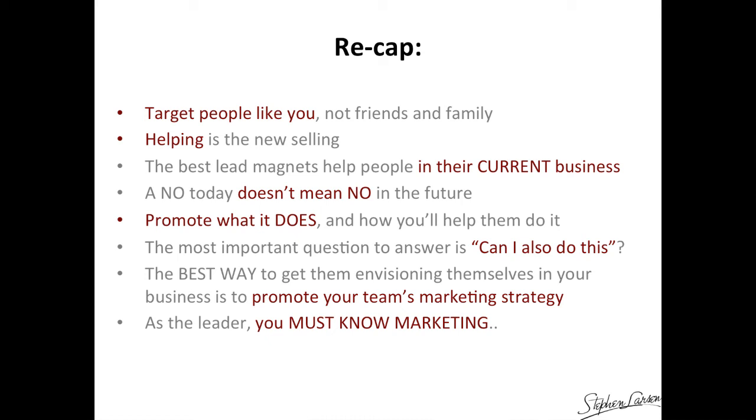Here's one of the major lessons also. Remember, a no today doesn't mean a no in the future. Stop promoting what it is, start promoting what it does and how you're going to help them do it. The most important thing you can answer for your prospect is, can I do this also? And the best way to answer that is to get them to envision themselves in your business by promoting your marketing strategy. Okay? Gosh, sink that in, staple that everywhere, all over you. I mean, keep that on you, right? It is so crucial for you as a leader to learn marketing. Anyways, those are the major lessons I wanted to get out.